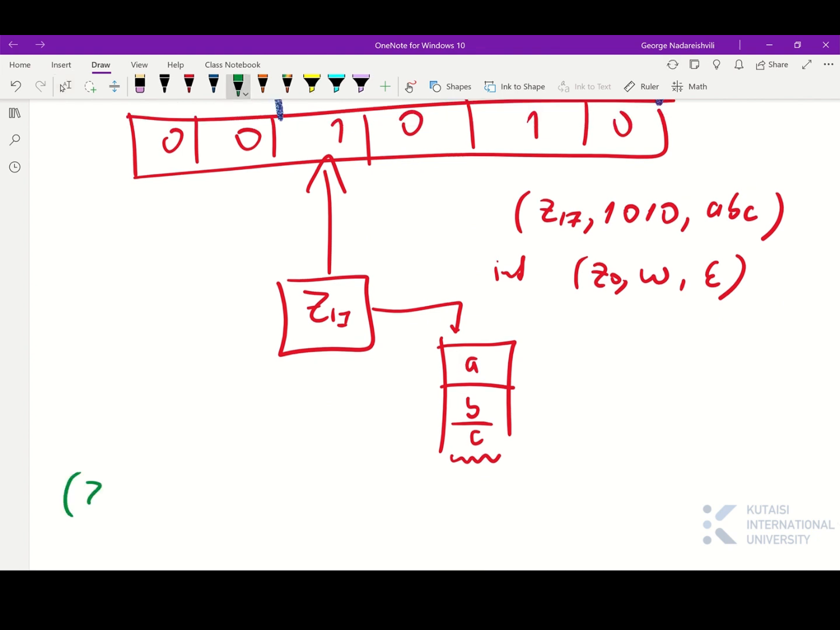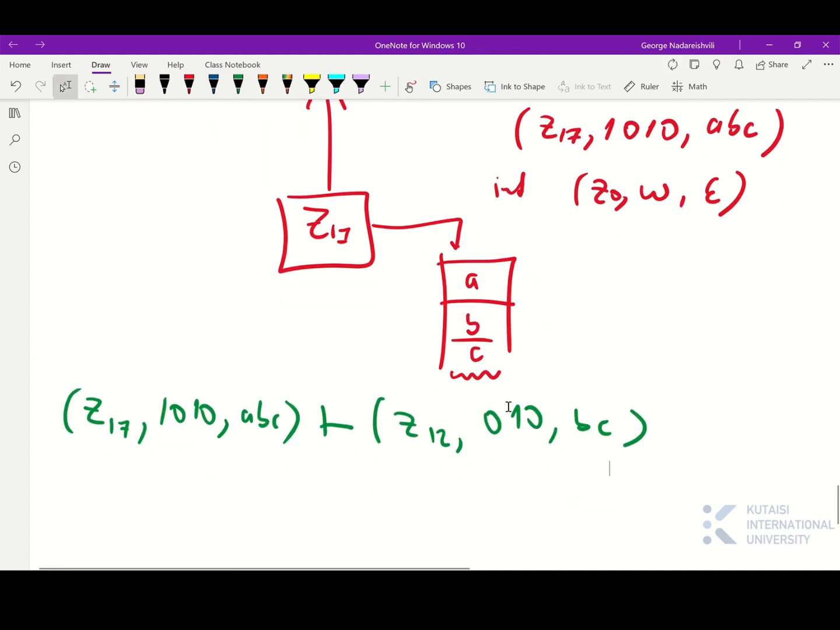So let's just rewrite this. Let's say I'm in Z17, 1010, and ABC. This was my configuration. And let's say the next configuration is Z12, I don't know, 010, and BC. So this is not a good question to ask, but anyway, there may be many different configurations.